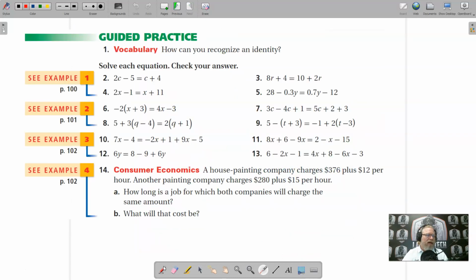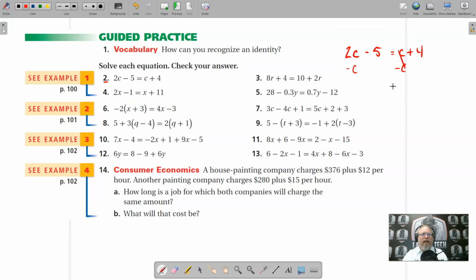That brings us to our guided practice, so let's pick a couple of these. Let's go ahead and do example 2. We have 2C minus 5, and this is going to equal C plus 4. So let's see, if I subtracted 2C from each side, I think I'm going to get a negative over here. So let's go ahead and subtract a C from each side here.